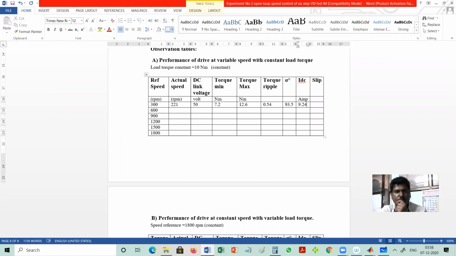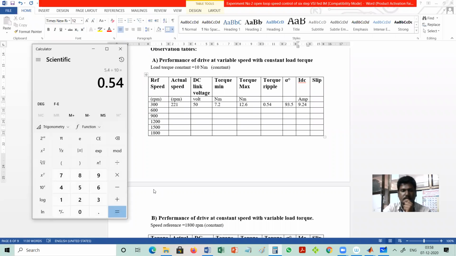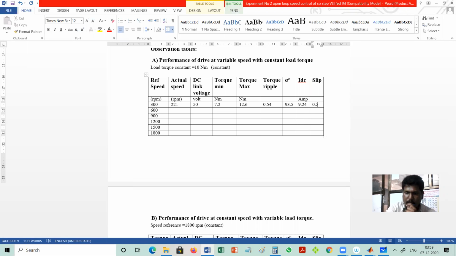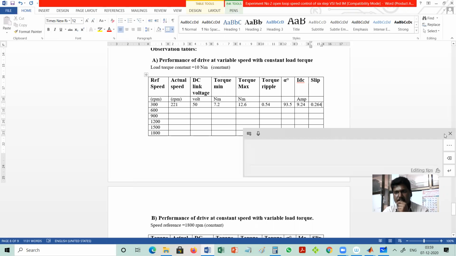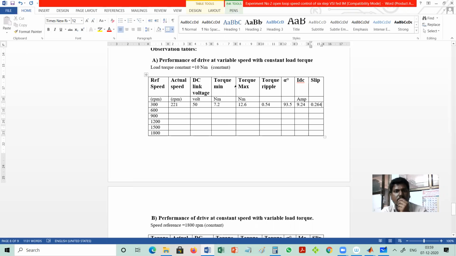And slip is equal to reference speed minus actual speed divided by reference speed. That is 300 minus 221 divided by 300, equal to 0.264. So in this way take the readings of the first table.